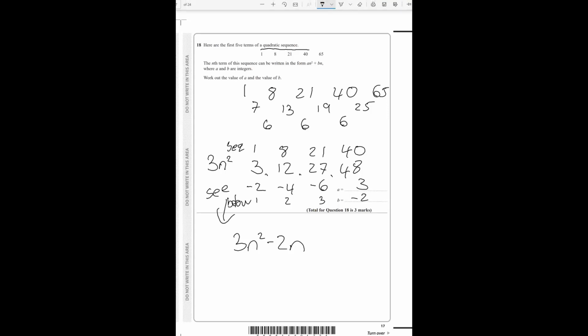So actually, these are our terms doubled. So that's our first term doubled. That's our second term doubled. So actually, our sequence, see below, is going to be 3n squared minus 2n, because each time we're taking away 2 lots of the position. So it's minus 2. Okay, sorry, I haven't said that very well there, but it is 3n squared minus 2n.